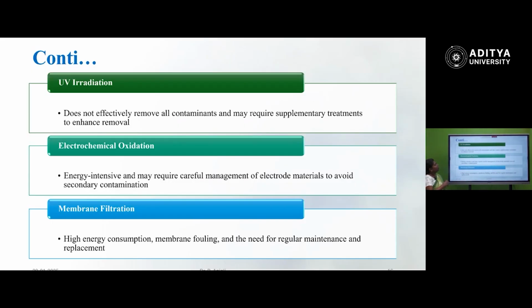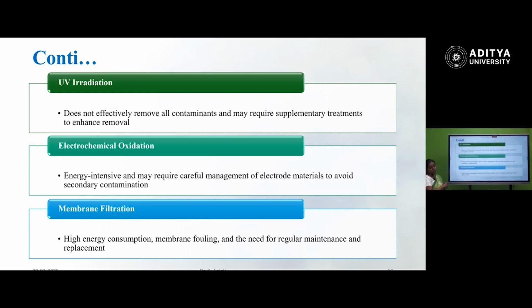So next one, UV radiation. We can use UV radiation alone, but the problem is that removal efficiency will be less. It does not effectively remove all the contaminants. But you can use UV with other combinations, like UV/H2O2 or UV/O3. Next one is electrochemical oxidation. Here we are using electrodes to remove this.